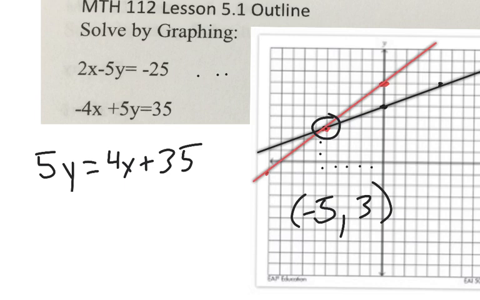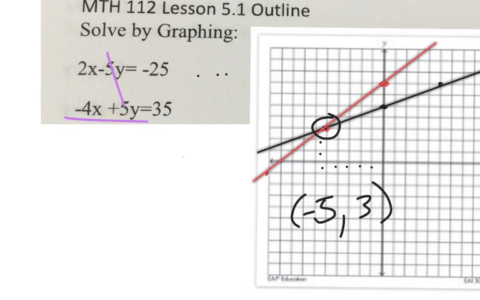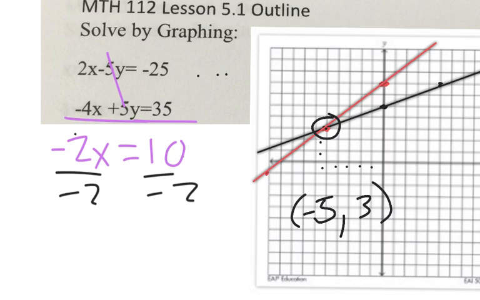Okay, now let me show you, if you didn't do it that way, how elimination would work. Because x and y are on the same side, the y's are already ready to cancel. I've got a negative 5y and a positive 5y, so those will eliminate. 2x minus 4x is negative 2x. Negative 25 and 35 is 10. Then I would divide by negative 2. And so the x value where they intersect is at negative 5.